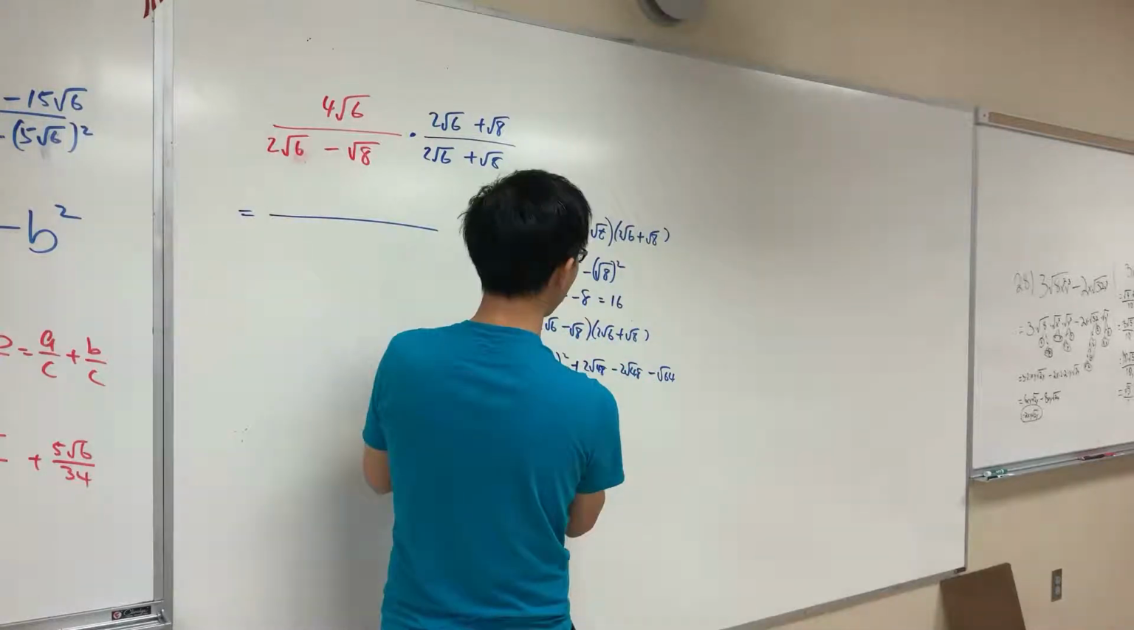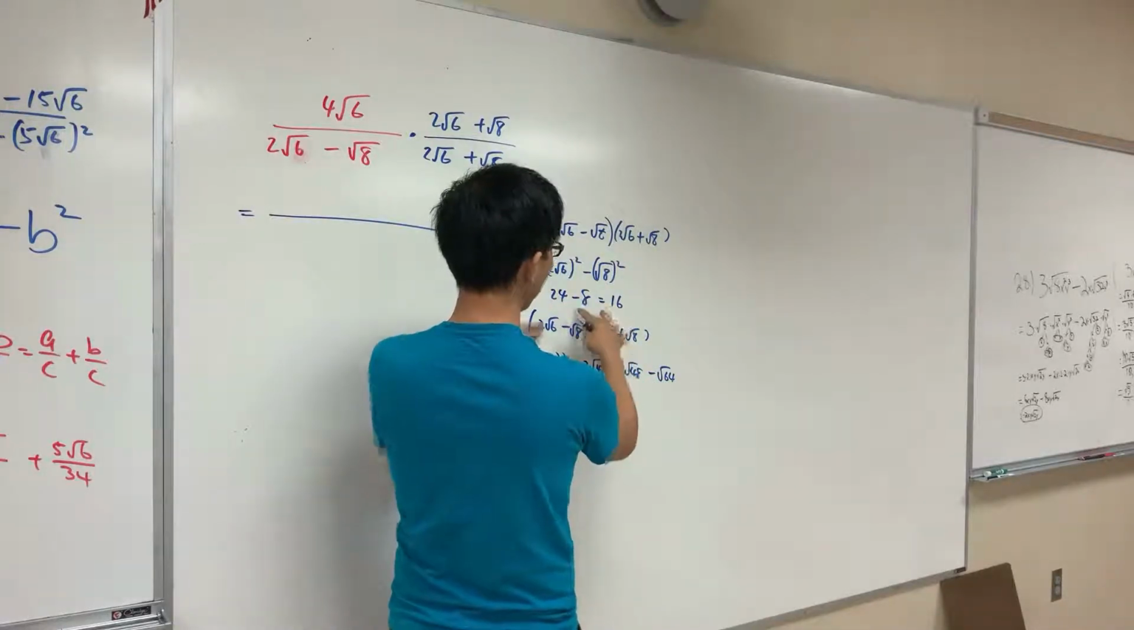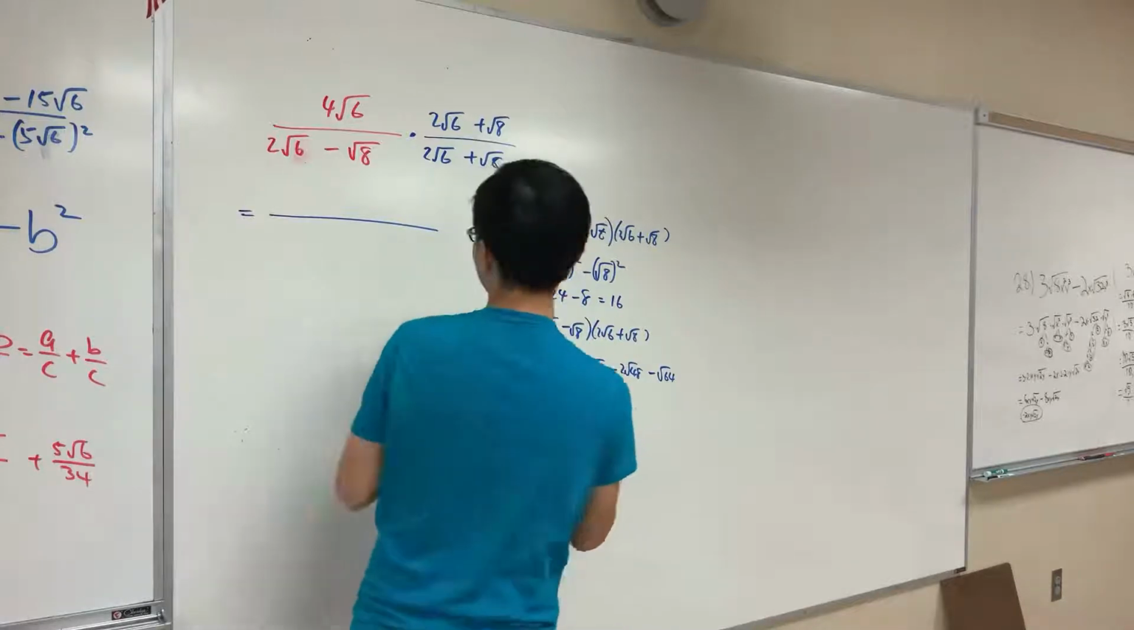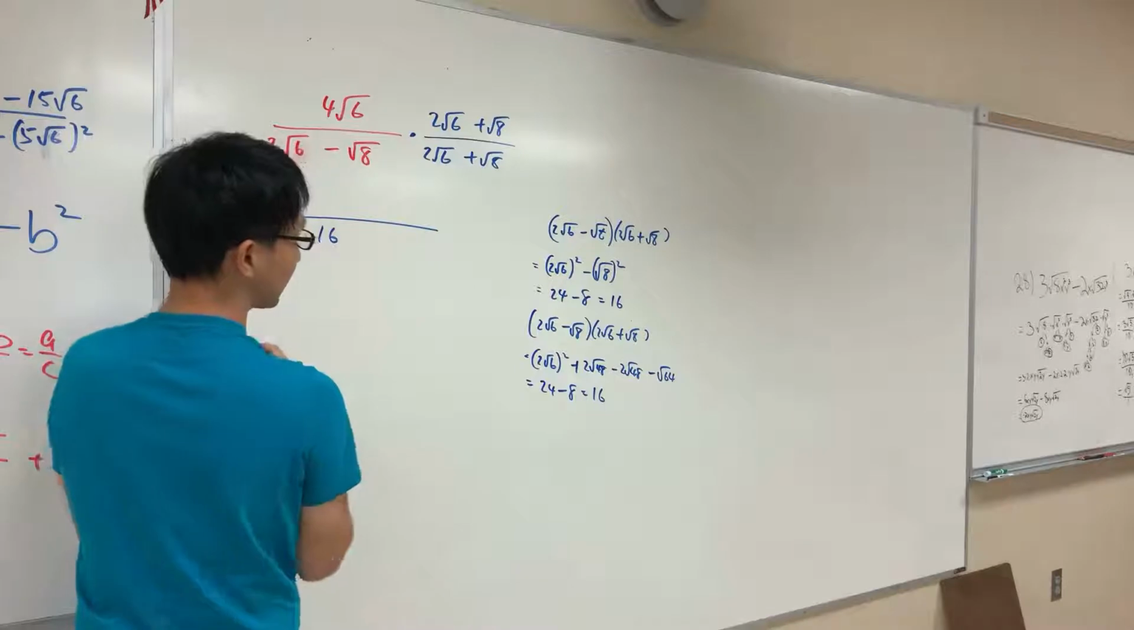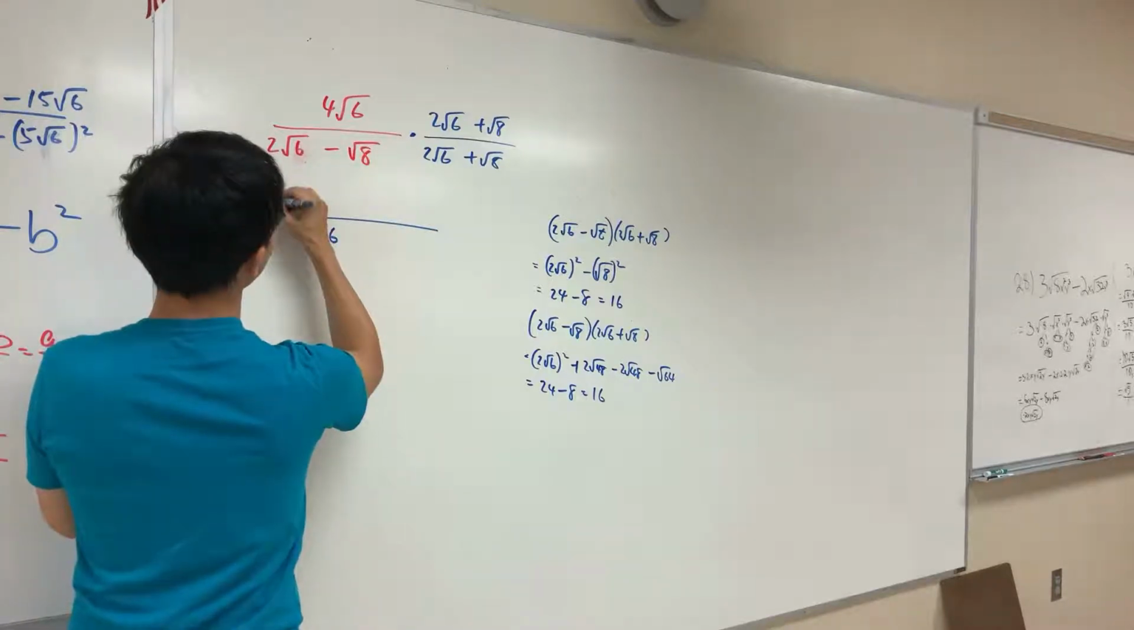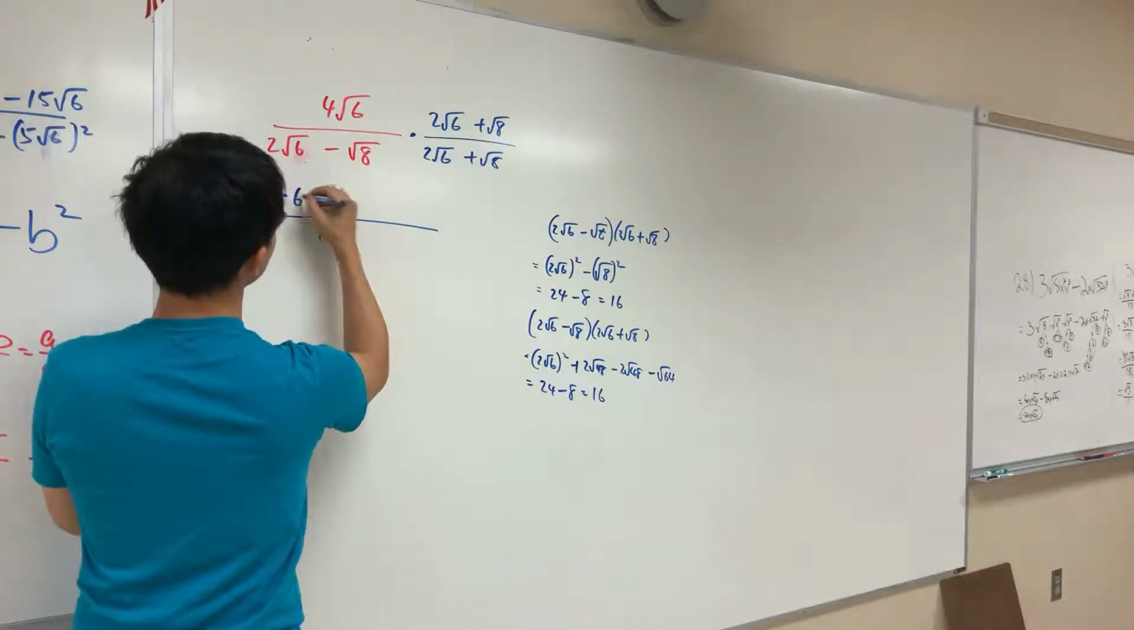So it's an extra line, whereas I can get it done in one step. Much more efficient. So on the bottom, it's going to give me what? 16, right? On the top, it's going to be 8 times 6.